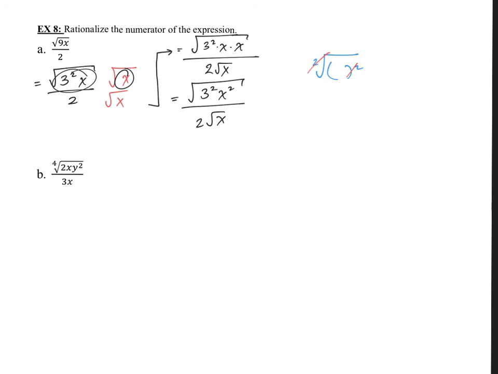Now we can go ahead and simplify the square root with the squares. And let me erase my side work here. And this simplifies into 3x all over 2 root x. Can we simplify anything? No, that looks about it. So we're done.